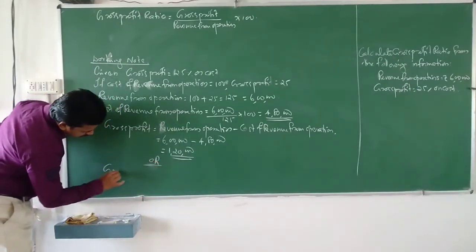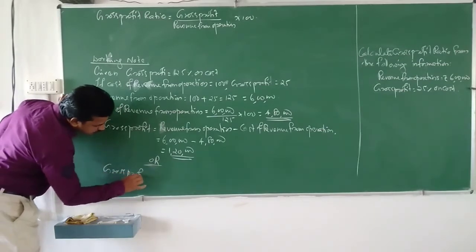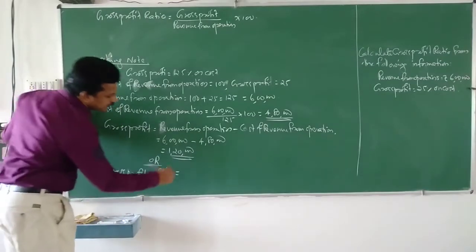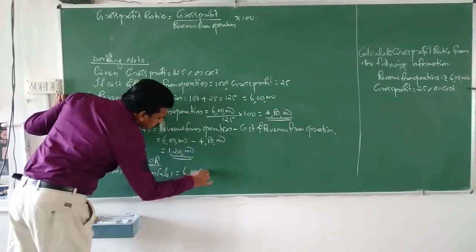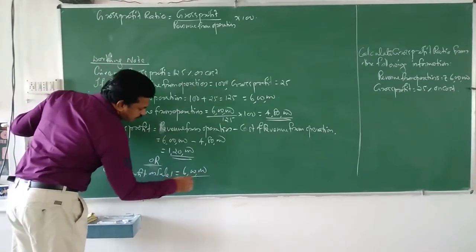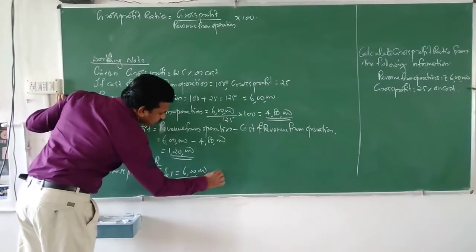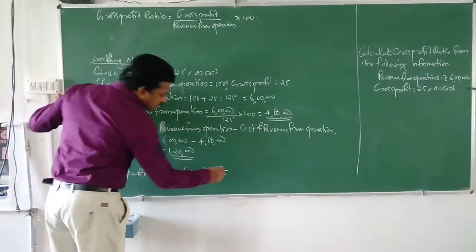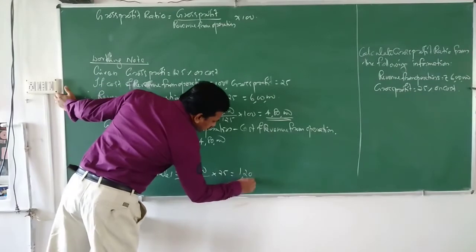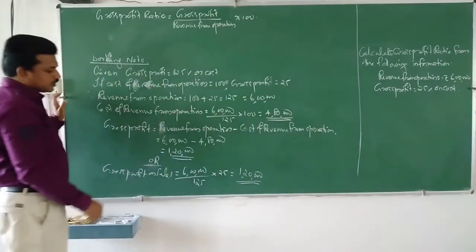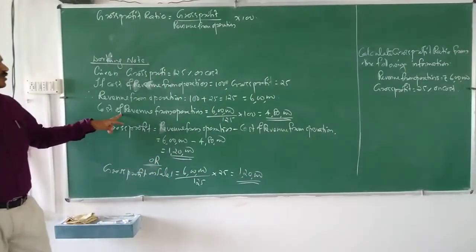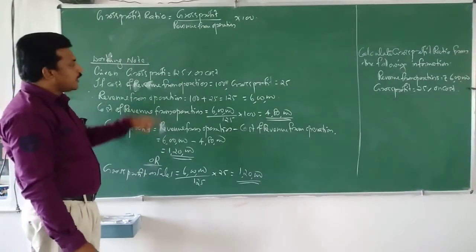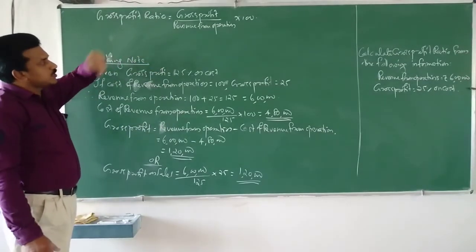Otherwise we can calculate like this. Gross profit on sales is equal to 6 lakh, we know that it is 125. Then what will be 25? In that way also we can calculate. So that also gives 1,20,000. If you calculate like this, there is no need to calculate cost of revenue from operation. So 1,20,000 is the gross profit.